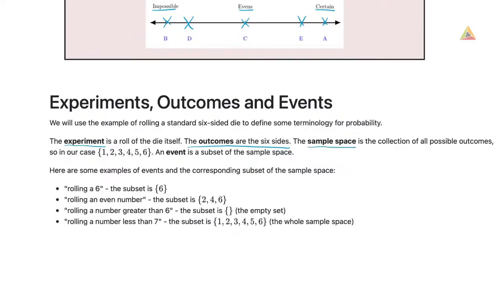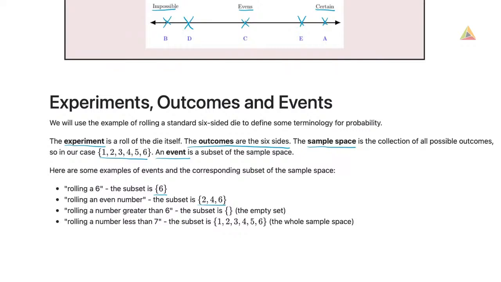Next is the sample space. That's the collection of all possible outcomes. In this case, these are all of the possible outcomes you can get when you roll a die: the numbers 1, 2, 3, 4, 5, or 6. And then finally, an event. It's a subset of the sample space. Here are some examples of events and the corresponding subset of the sample space. Rolling a 6, the subset is just {6}. Rolling an even number, the subset is {2, 4, 6}, because they're the only even numbers you can roll on the die.